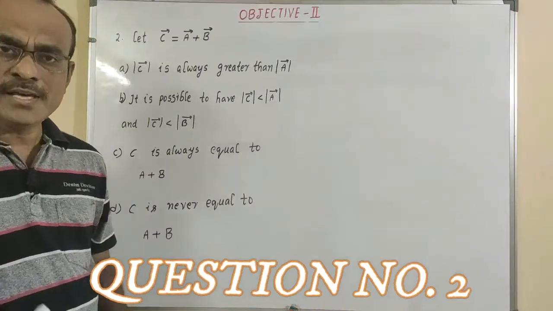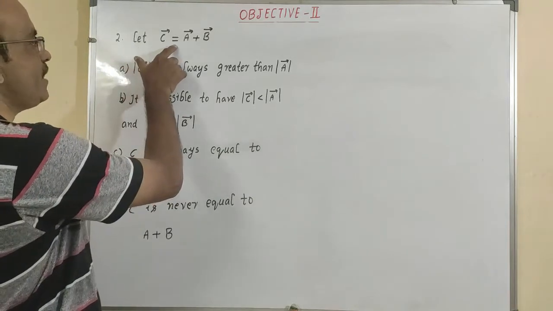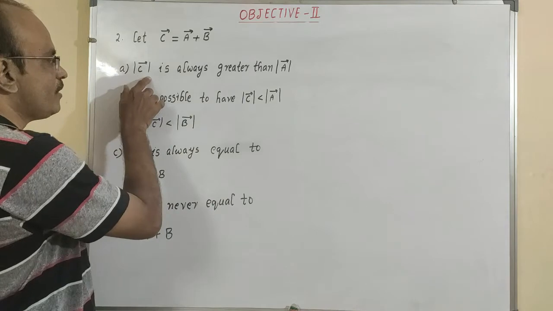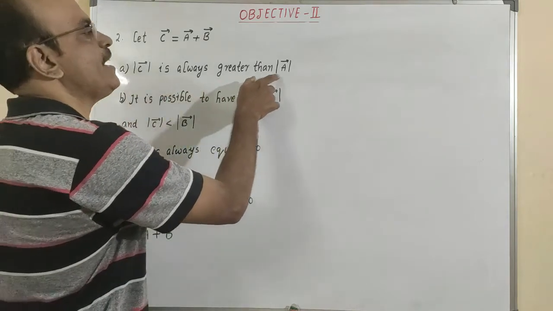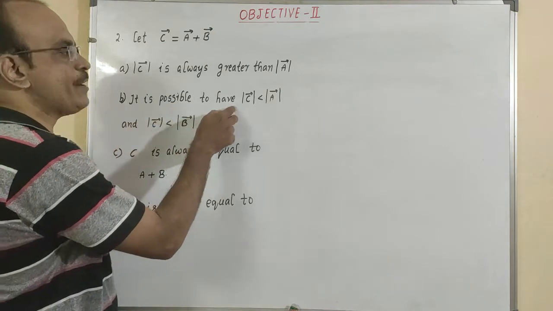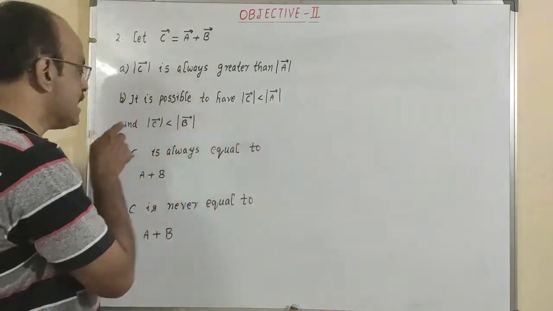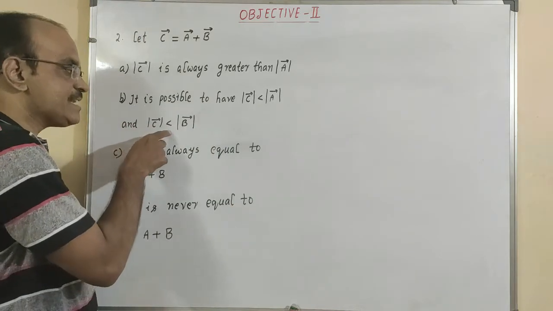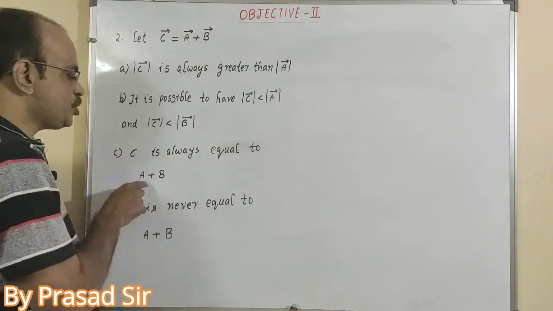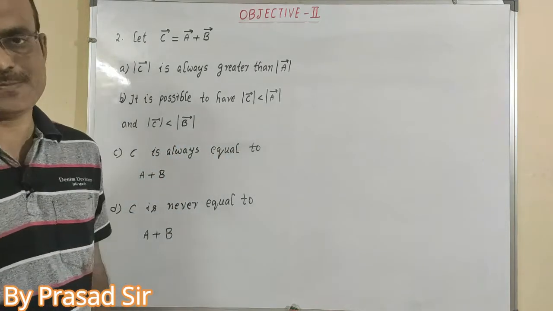And here, question number 2. Let C vector be equal to A vector plus B vector. Option A: the magnitude of C is always greater than the magnitude of A. B: it is possible to have the magnitude of C less than the magnitude of A and the magnitude of C less than the magnitude of B. C: C is always equal to A plus B. And D: C is never equal to A plus B.